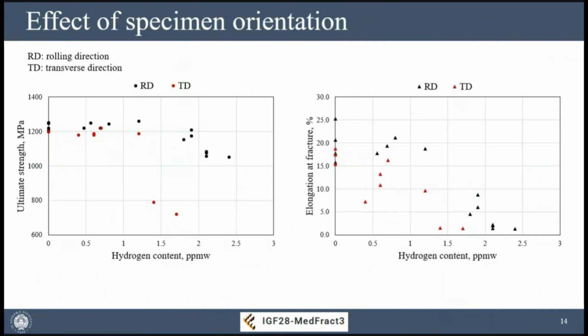And as I said before, in the transverse direction, the material is a bit more sensitive to hydrogen. In terms of ultimate strength, the threshold of 1 ppm is still valid, but in terms of elongation at fracture, the decrease started at lower values. We have an outlier here that we have to investigate better in the final part of our project.